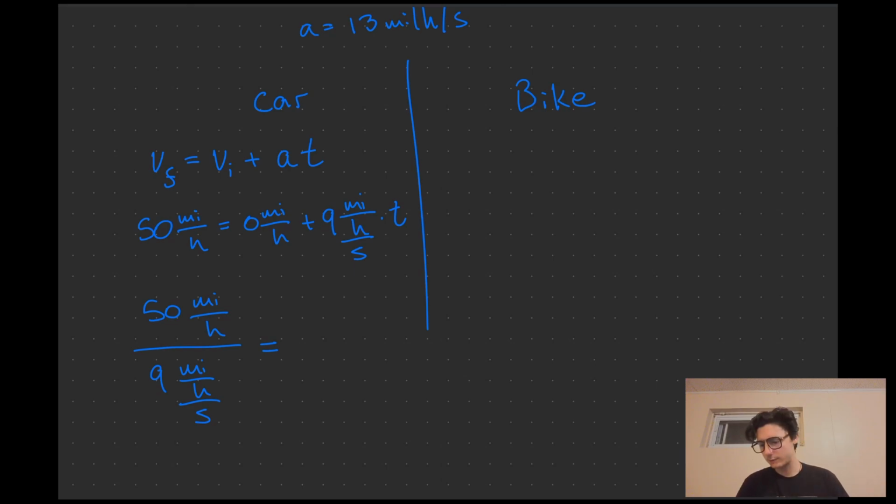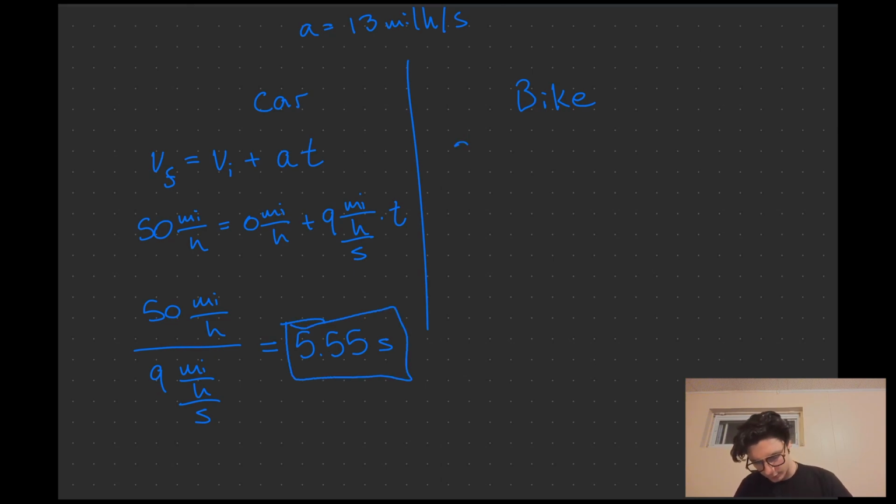Let me pull up my phone calculator here. 50 over 9. We have 5.55. Is that right? I feel like it's not. 5.55 seconds. We could do the same thing for the bike.